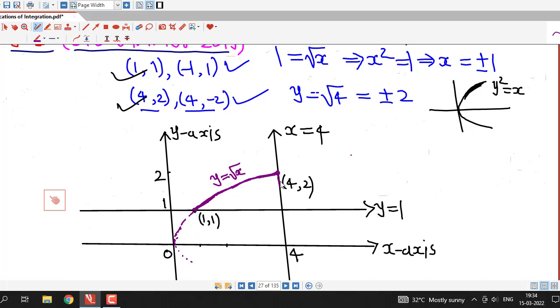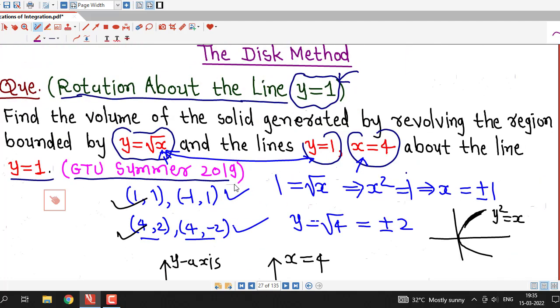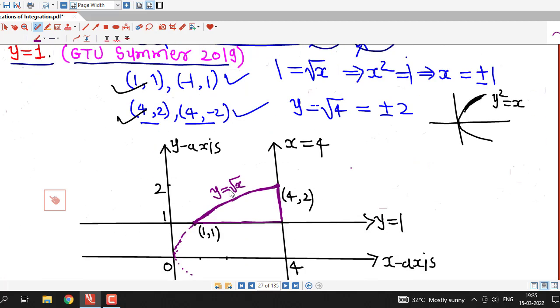So you can see this is the plane region whose boundaries are: this is x equal to 4, this is y equal to 1, and this is the boundary of the parabola. We are interested in the plane region bounded by y equal to square root of x, x equal to 4 and y equal to 1. So we have to rotate this plane region about the line y equal to 1. So here rotation is about the line y equal to 1.